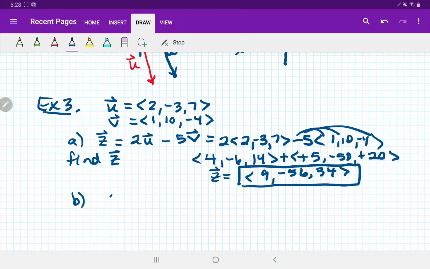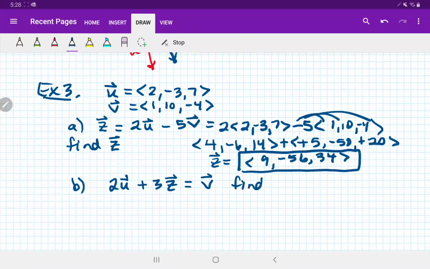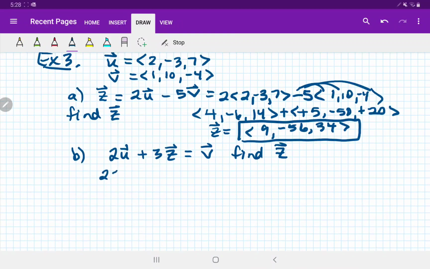Now there's another one though that says 2 vector u plus 3 vector z equals v. There's something like this, and it says find z. Okay, so let's see how we would do that one. So 2u would be 2, negative 3, 7. And you could do this with the i's, j's and k's if you prefer. Plus 3. Z is, I don't know, so I can't call that anything, right? I just have to call that z. And then equals v, which is 1, 10, negative 4.